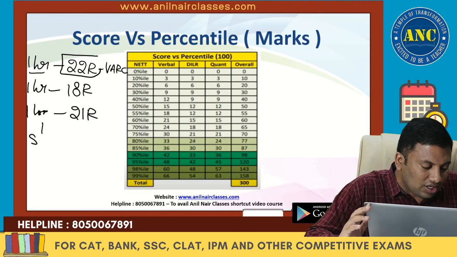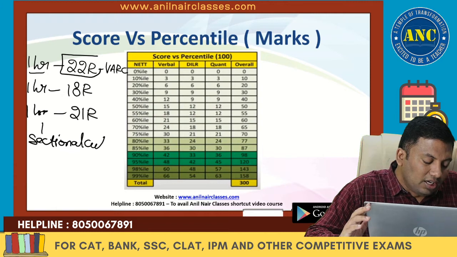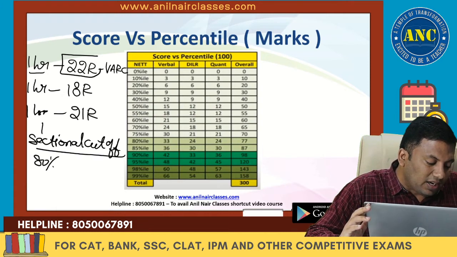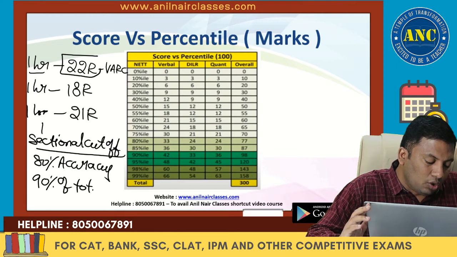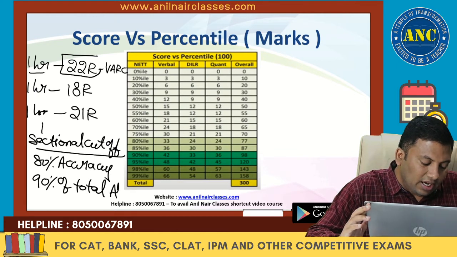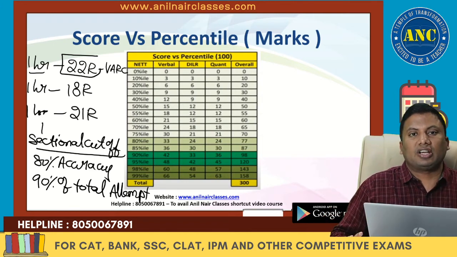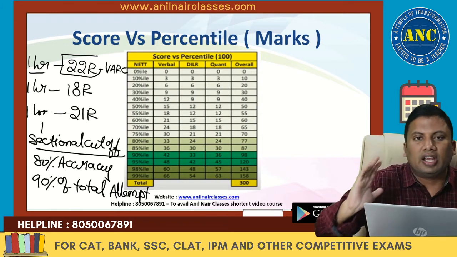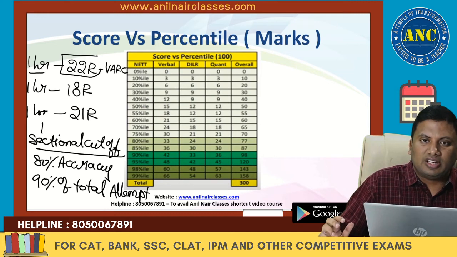Every section, for you to clear the cutoff, ensure that you are always at 80 percent accuracy. Attempt 90 percent of the total questions to be on the safer side. With 90 percent of the total questions at 80 percent accuracy, you are almost into the second round of the interview.